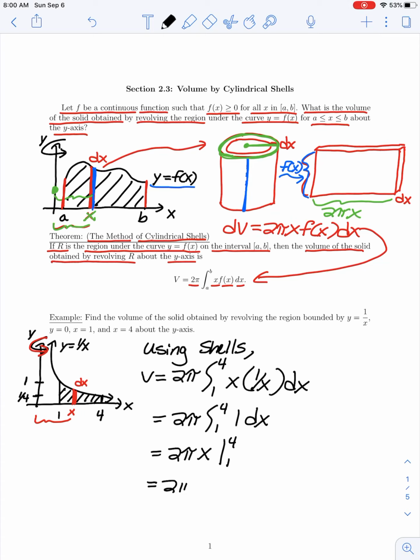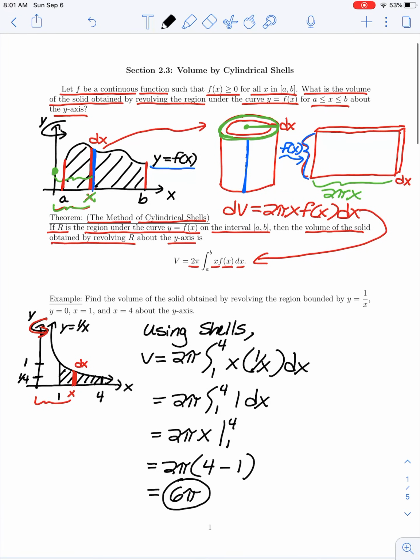So we have our constant 2 pi out in front. When we evaluate x at 4, we have 4. Subtracting the value we get when we evaluate at x equals 1, we have 1. So we're left with 2 pi times 3, or 6 pi cubic units for the volume of the solid being described here.